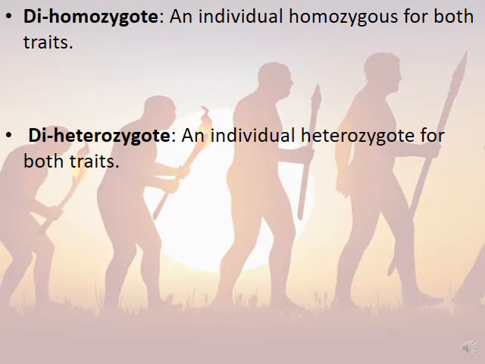Dihomozygote. What's the meaning of dihomozygote? Dihomozygote, an individual homozygous for both traits. So an individual that is homozygous for both traits is called dihomozygote. Whereas diheterozygous is an individual that is heterozygous for both traits. So you have to differentiate between dihomozygous, diheterozygous, and bidominant, birecessive.